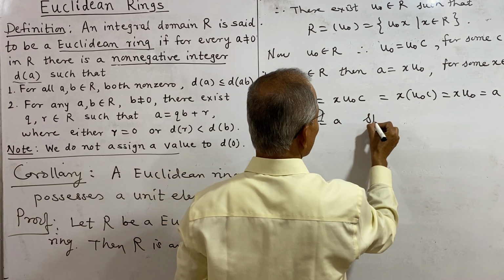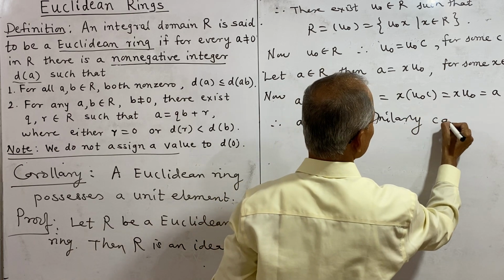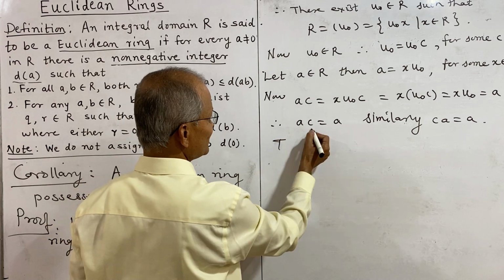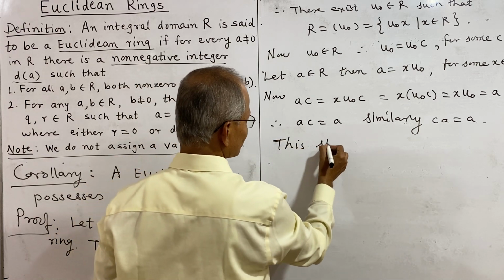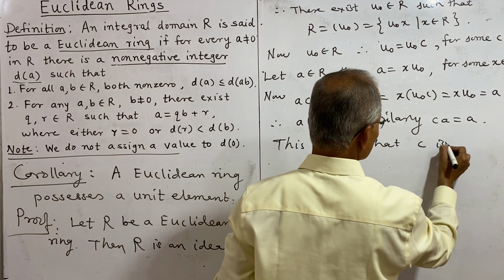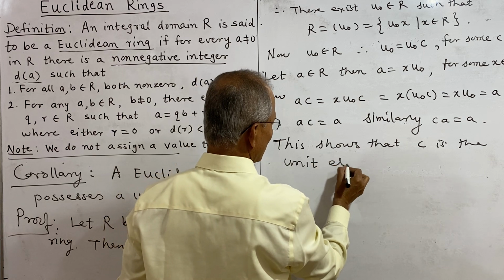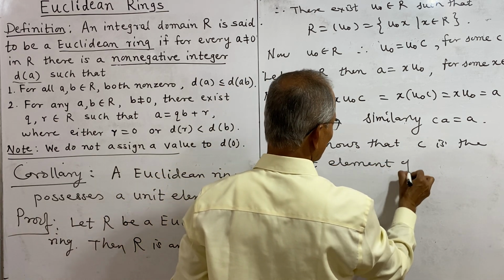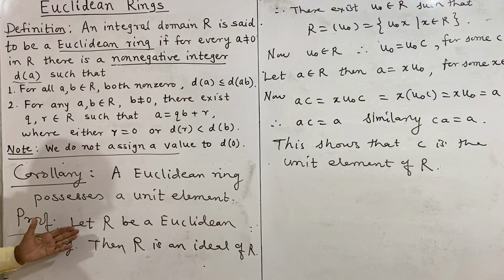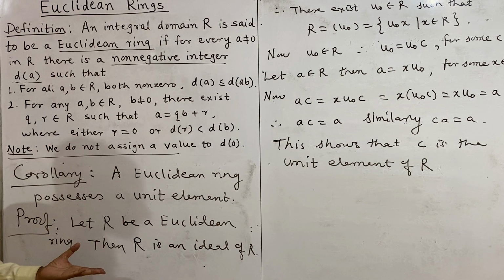Similarly, because it is commutative, we have Ca is equal to a, and this shows that C is the unit element. C is the unit element of R, and thus every Euclidean ring possesses a unit element. So this we have proved using the theorem that every Euclidean ring is a principal ideal ring generated by some element.